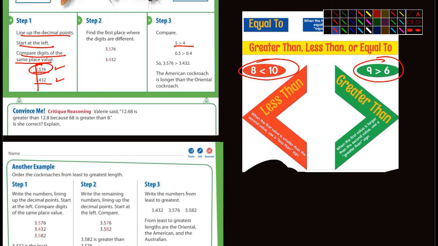Critique reasoning. Valerie said that 12.68 is greater than 12.8 because 6/8 is greater than 8. Is she correct? Well, no. Place value matters.